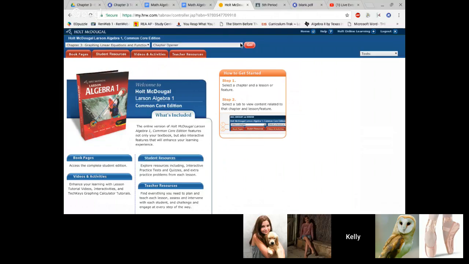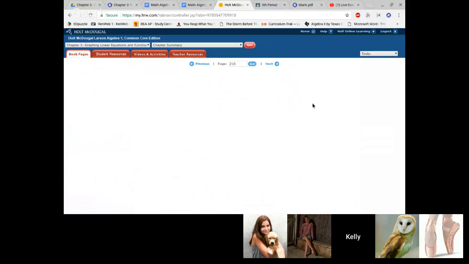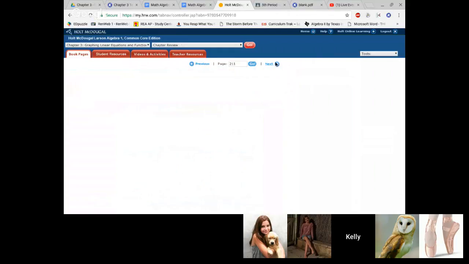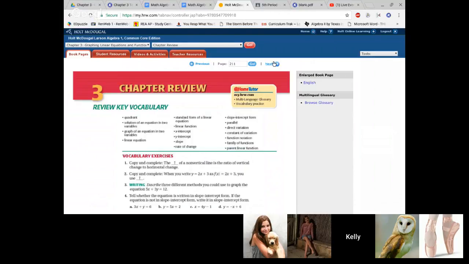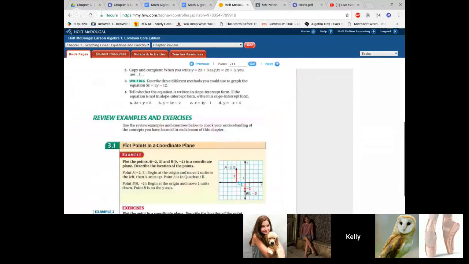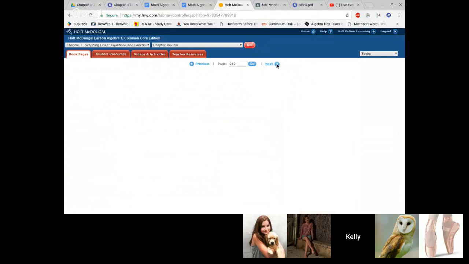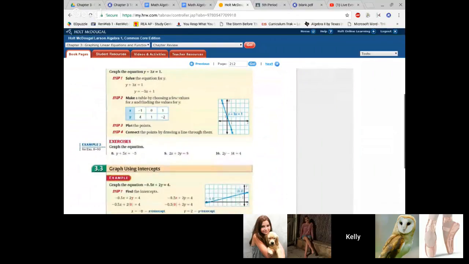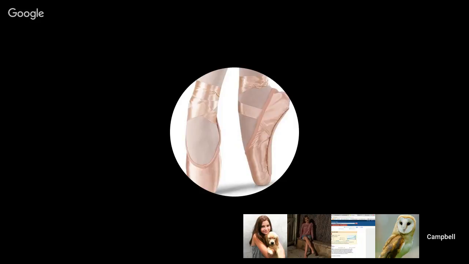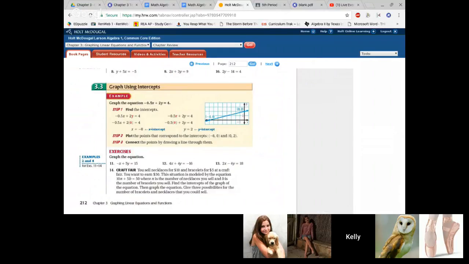And I wrote it all the way out because I didn't want anyone to do 3.6. I mean, you need to know how to plot those lines right there. You need to know how to graph the equation and make those tables. I can do that. You need to know how to graph using intercepts. This in particular, I might add, is going to be really important to be able to do.